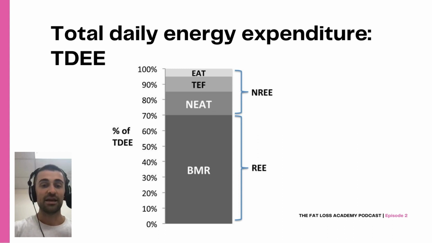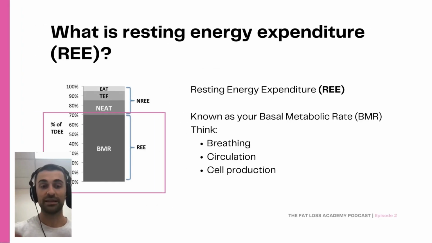But as you can see, roughly 60% of the total energy that you burn in a day, and this can vary, so it could be anywhere from sort of 50 to 70%, but on average, sort of 60% of the calories you burn in a day is your resting energy expenditure, with the other 40% made up of our non-resting energy expenditure. So let's break down those two categories a little bit further.